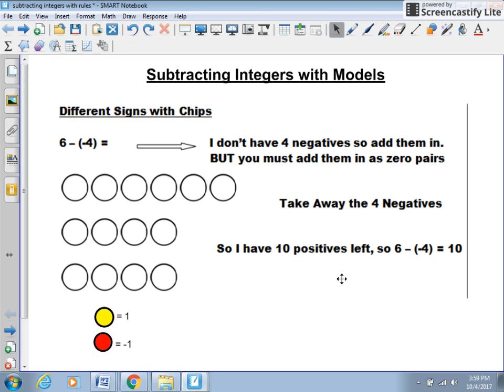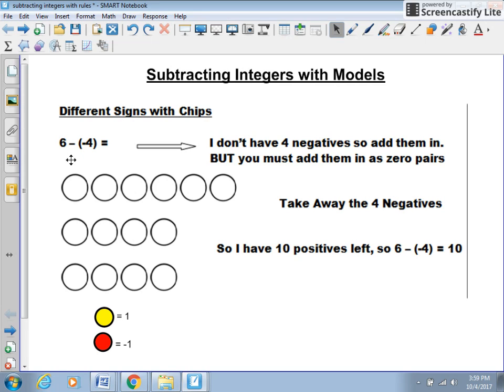Alright, yesterday you learned about subtracting with integers and models. I'm going to go through an example real quickly from your notes from yesterday, just to give you a brief overview so you kind of remember where you left off before we start with something new with subtraction.